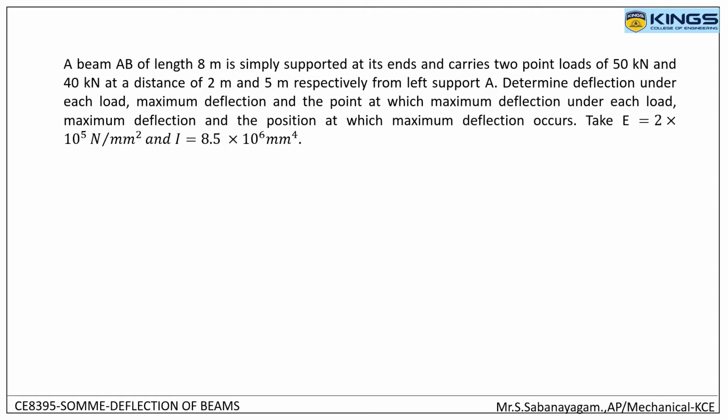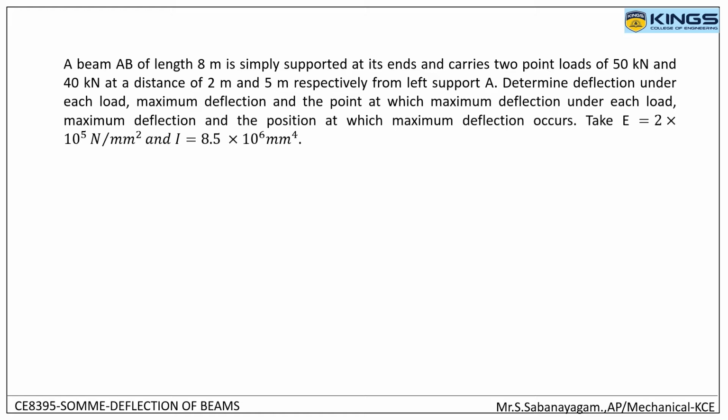2 point loads of 50 kN and 40 kN at a distance of 2 meter and 5 meter respectively from the left support A. Determine deflection under each load, the maximum deflection, and the position at which maximum deflection occurs. So take E is equal to 2 into 10 power 5 Newton per mm square and I is equal to 8.5 into 10 power 6 mm power 4.